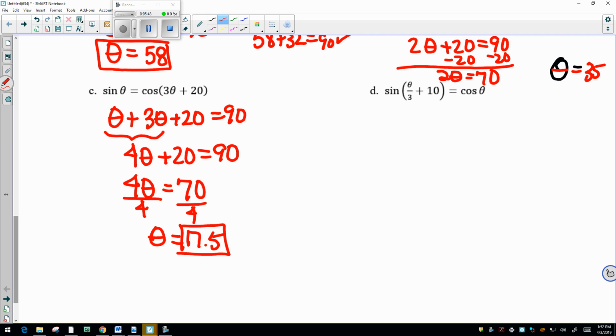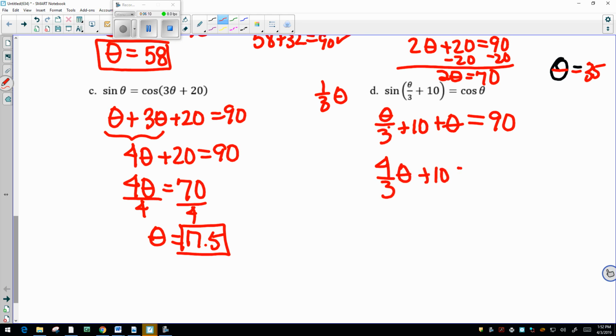Okay, and our last example, so now we have a fraction. So no big deal. Works the same way. So I know that these two angles, when I add them up, should equal 90. So I have 1 theta and 1/3 theta. That's a different way I could write that. I could do the same thing and do 1/3 theta. That's going to give me a total of 4/3 theta plus 10 equals 90. So first we subtract over the 10. So now I have 4/3 theta is equal to 80.